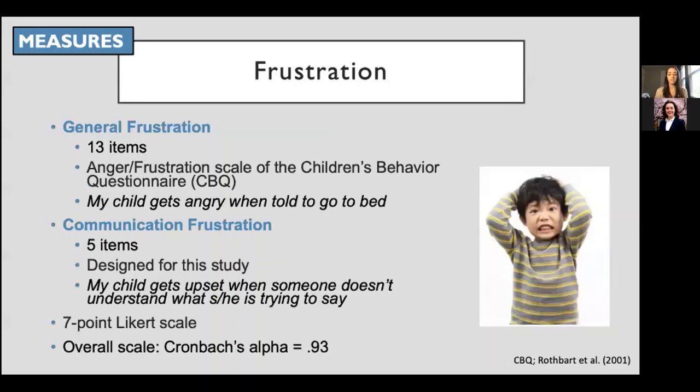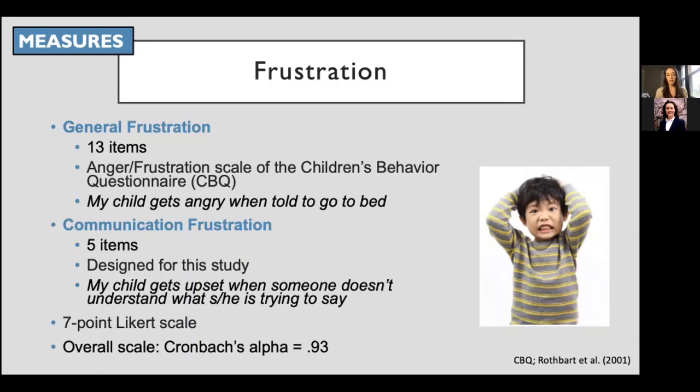Items on the frustration scale consisted of 13 items measuring general frustration. These items were taken from the anger and frustration scale of the Children's Behavior Questionnaire, which is a well-known and well-validated measure with good psychometric properties. An example of a general frustration question is, my child gets angry when told to go to bed.